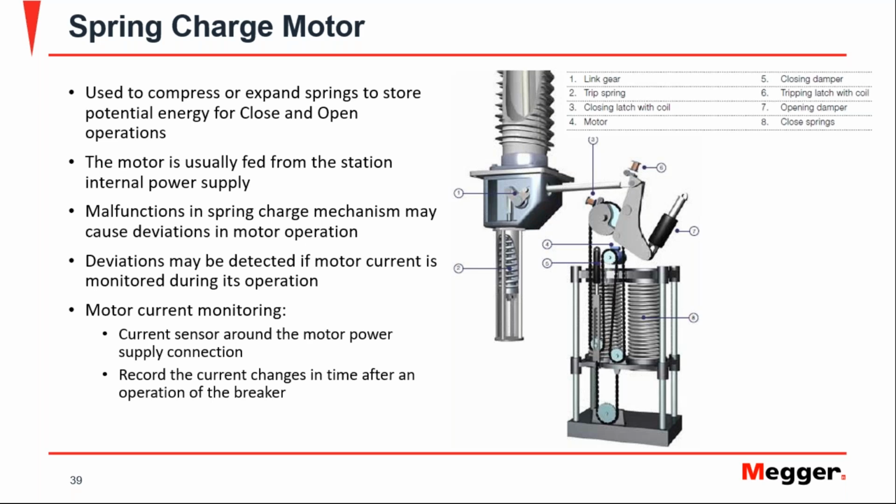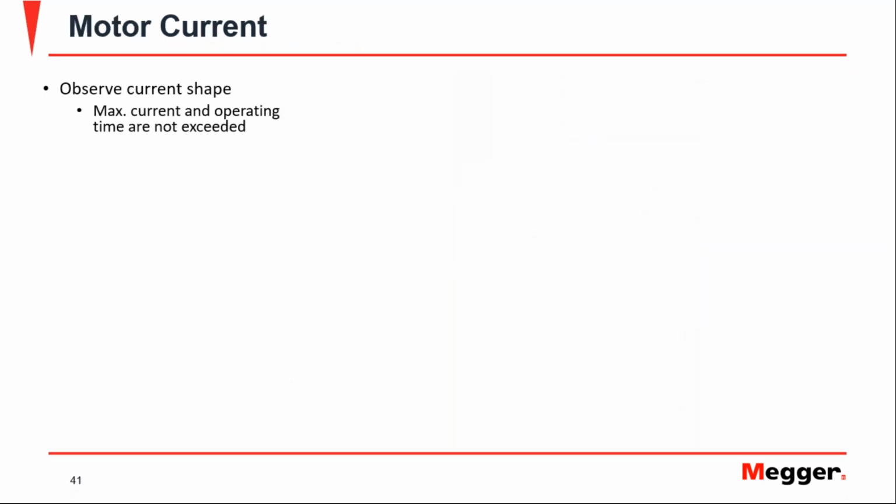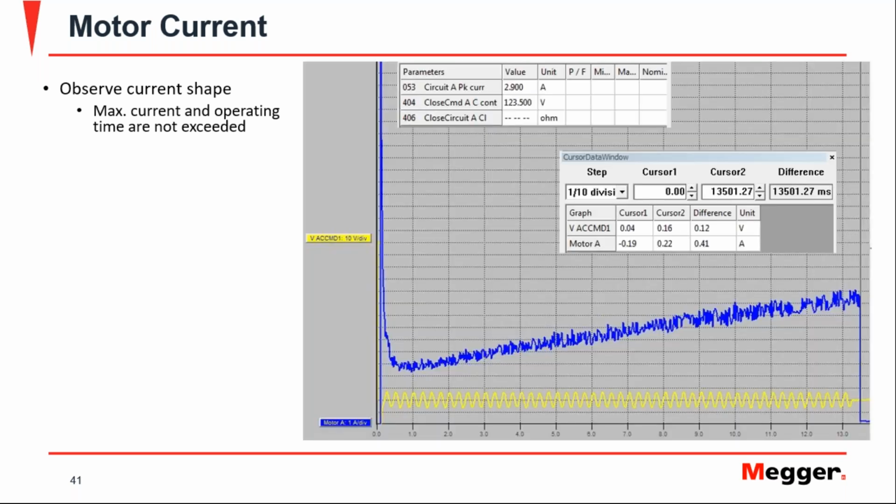The current monitoring is performed by connecting a current sensor, similar to what we did with the first strip. We connect to that portion of the circuit that feeds that motor, and we operate the breaker for the motor to operate, and we record that current. And the idea is that we observe changes in the shape of that current, and that maximum current and operating time are not exceeded. That's what we're looking for. Usually they will have a defined operating time and a maximum current.